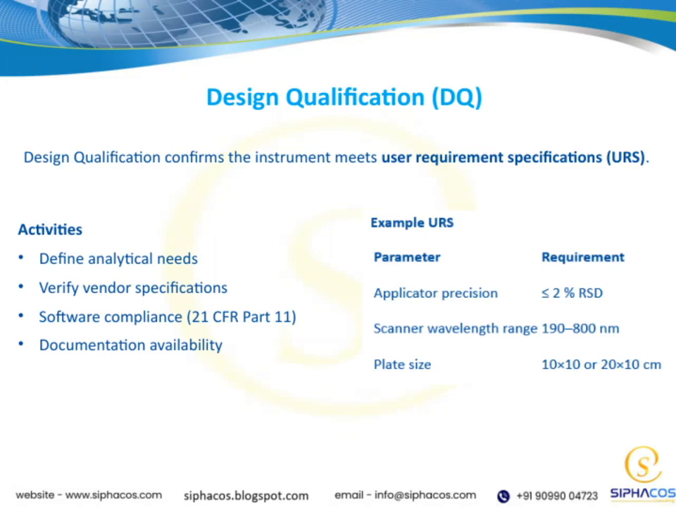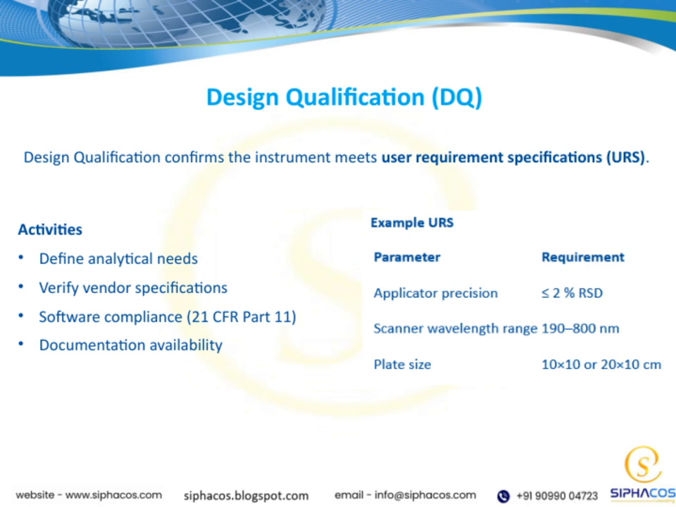Now, let's talk about some key activities in our validation process. First, we need to clearly define the analytical needs. This step is crucial because understanding exactly what we require from our instruments guides the entire validation effort. Next, we verify that the vendor's specifications align with our needs, ensuring the equipment can meet our performance criteria. We also have to check software compliance, specifically with regulations like 21 CFR Part 11, which governs electronic records and signatures. Compliance here is essential to maintaining data integrity and regulatory adherence.